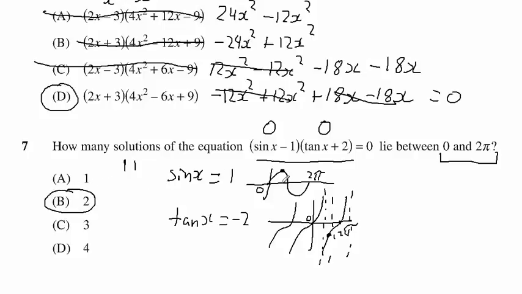And you can just see that from the graphs. Only once does that equal 1, and then only once does this equal negative 2 in the desired range.